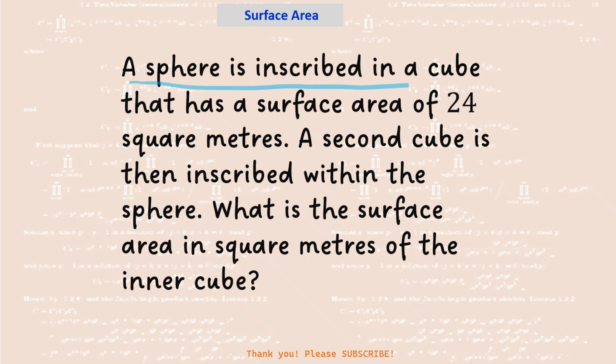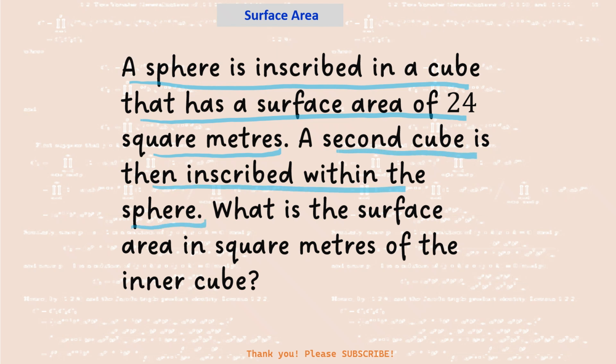A sphere is inscribed in a cube that has a surface area of 24 square meters. A second cube is then inscribed within the sphere. What is the surface area in square meters of the inner cube?